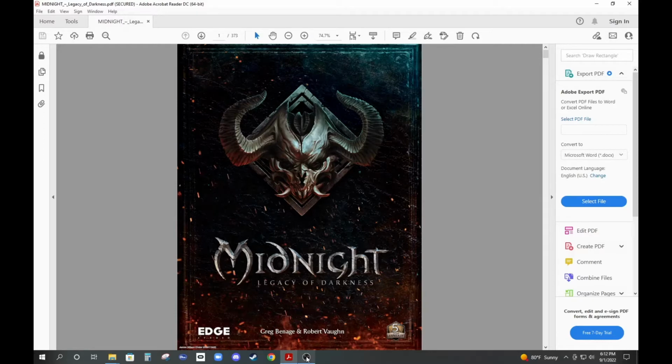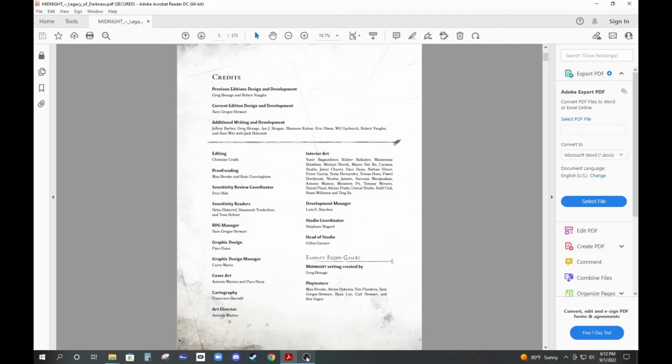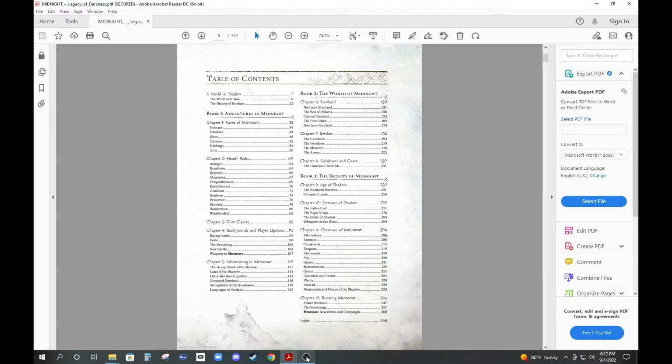It is a large book full of great information, and it's broken down into 3 parts, which we will see here when we get to the table of contents. So it's broken down into the opening bit, which gives you just a very quick introduction to the world and the history of Erdane. And then book 1 is Adventures in Midnight, and this is where the book is broken down for the players of the game.